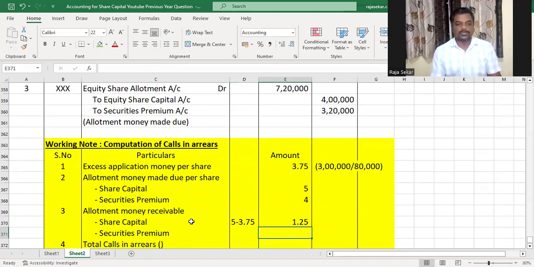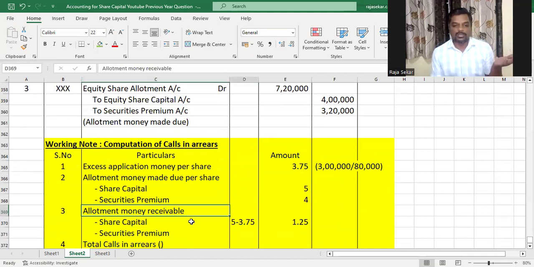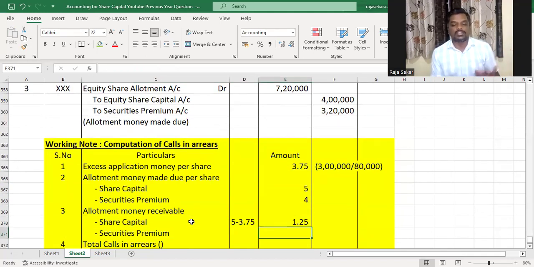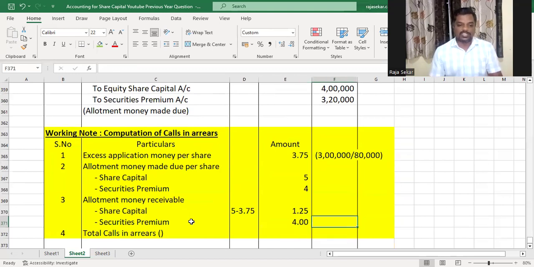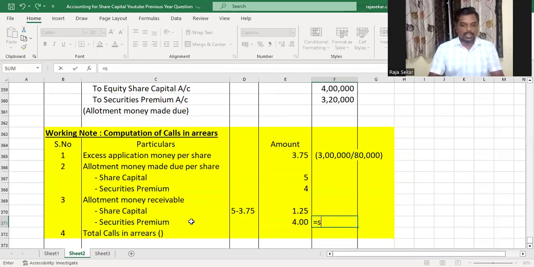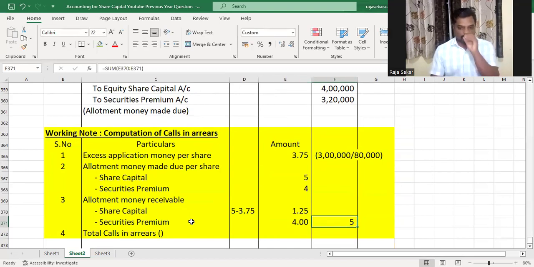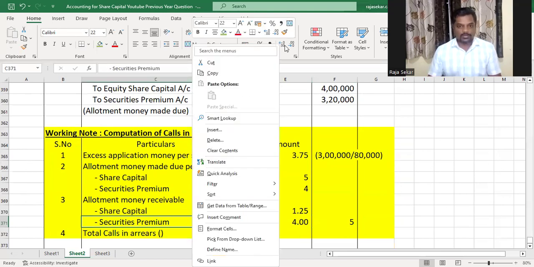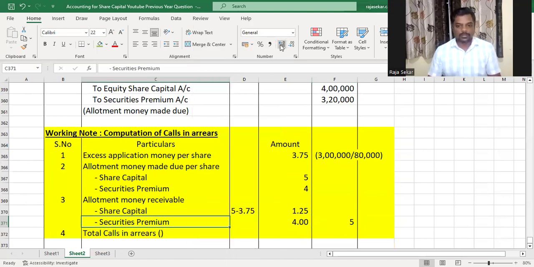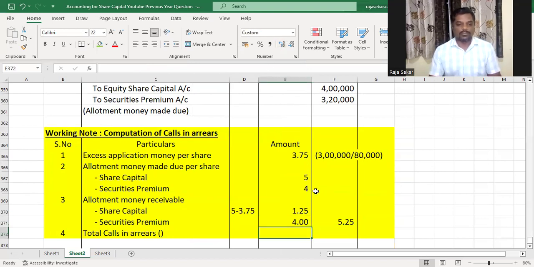There is no excess application money available for the securities premium portion because you only had 3.75, and that itself was set off completely against share capital, and even then we had to receive a certain amount of capital. So the remaining 4 has to be received. So money receivable on allotment per share is 5.25 rupees, my children. And our friend did not pay this 5.25.